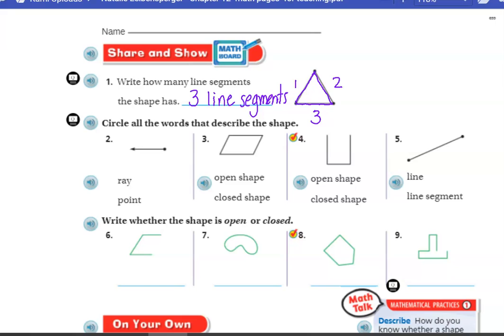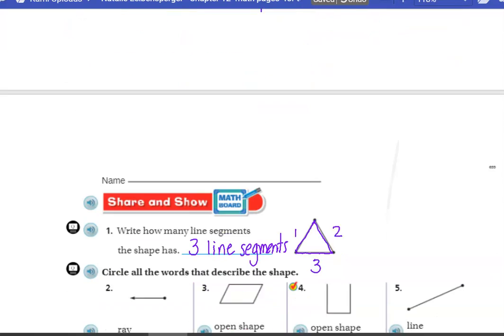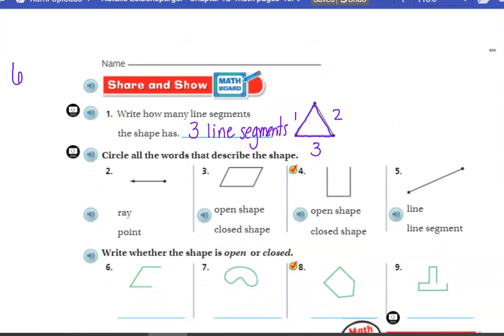All right, so now we have to circle all the words that describe the shape. See if you remember from the beginning of our video, and you can turn your page back to 697, and I'll write that at the top, if you wanted to look at some of those vocabulary words. Number 2 here, is that a ray or is that a point? Pause the video, give numbers 2, 3, 4, and 5 a try, and then come back and check with me.